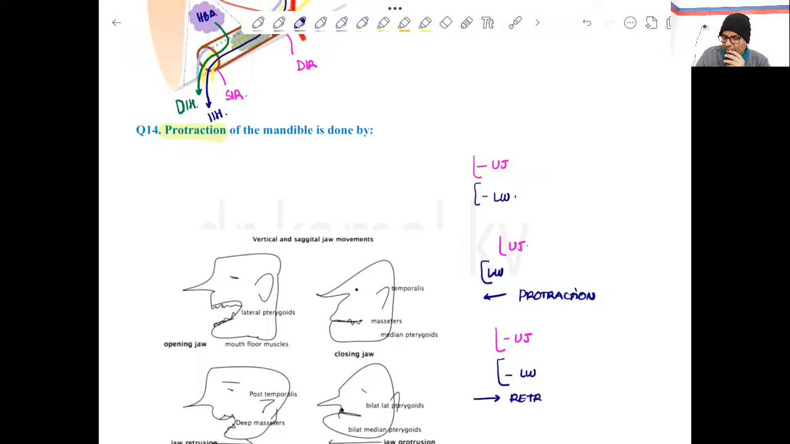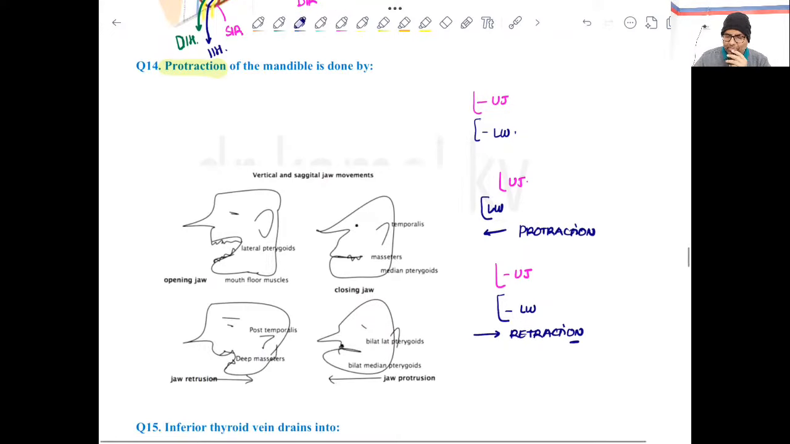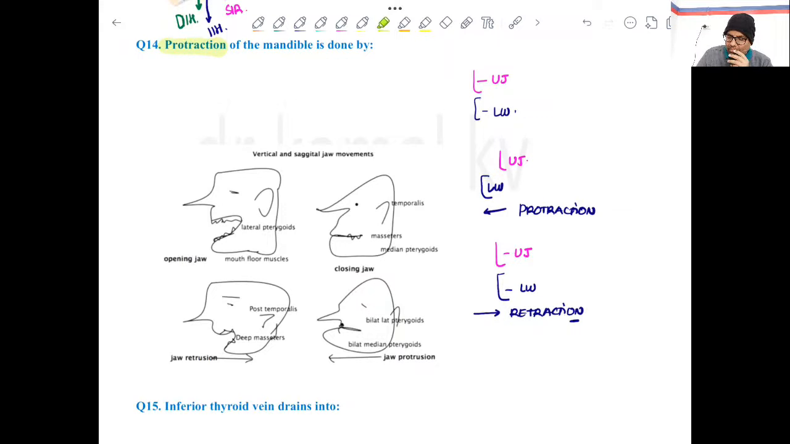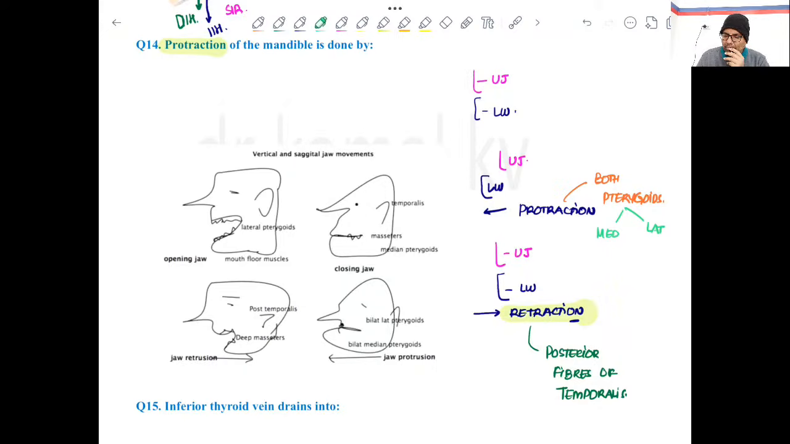Okay? So, protraction, forward projection; retraction, taking backward. Now, retraction is done by posterior fibers of temporalis muscle. Clear? Protraction is done by both pterygoids, that is medial pterygoid and lateral pterygoid. So both medial and lateral. Right? This is one thing.